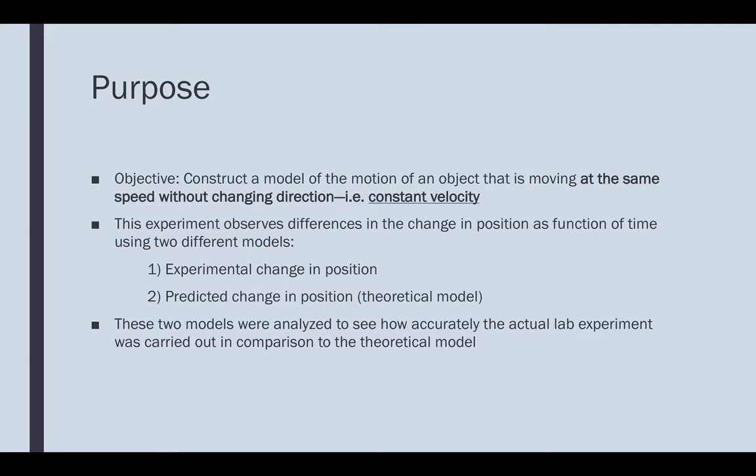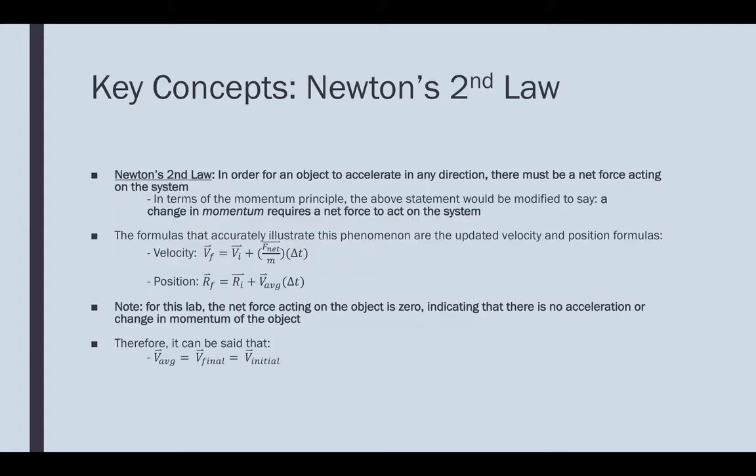the theoretical model. The main concept that this lab was used to illustrate is Newton's second law. This law states that in order for an object to accelerate in any direction, there must be a net force acting on the system. Explaining this law in terms of momentum, the above statement would simply be modified to say that the change in momentum requires a net force to act on the system.